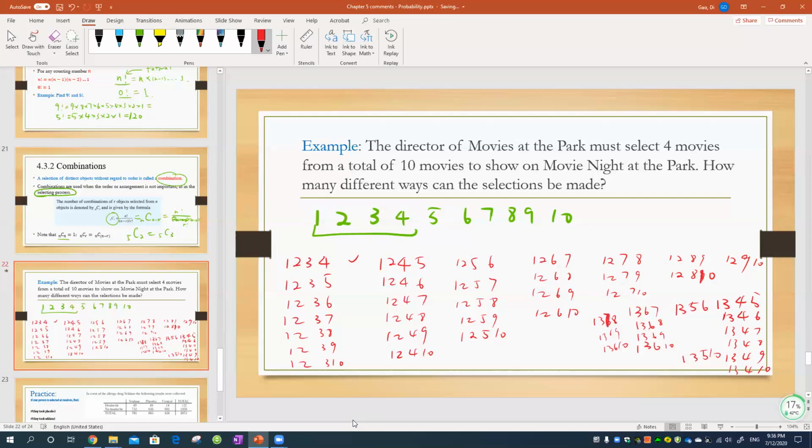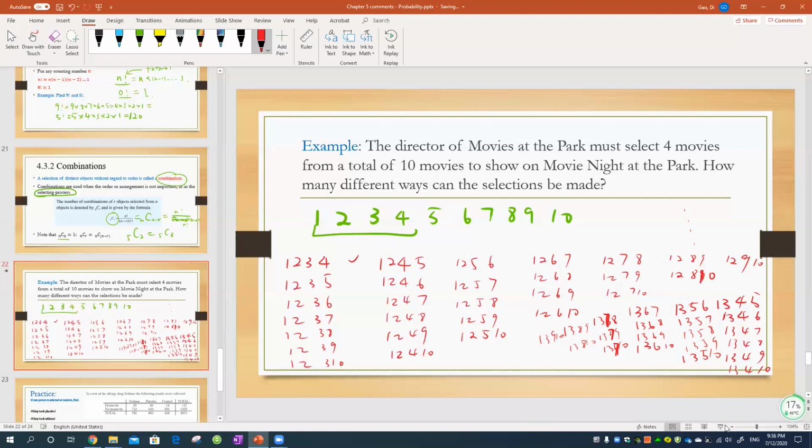This is going to be 7, 8, 7, 9, 7, 10. And then 1, 3, 8, 9, 1, 3, 8, 10, 1, 3, 9, 10. Okay, so that's all for 1, 3 something. And then we have 1, 4 something, 1, 5 something, 1, 6 something, and so on and so forth. So we still have a lot to do, which is a long process, and that's why we need to learn this combination rule.